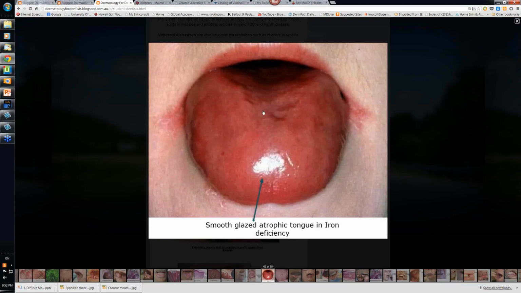Here's someone with a very glazed tongue. Look at the loss of the papillae here. It's a bit swollen, it's a bit tender. They get a glossitis, and that's due to iron deficiency. You'll get a tongue that looks like that.